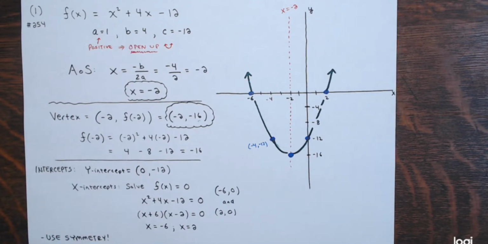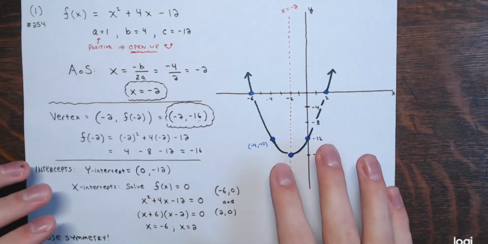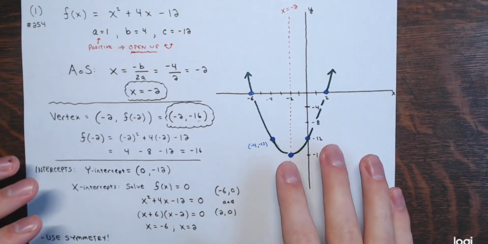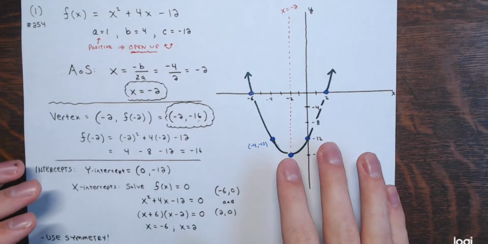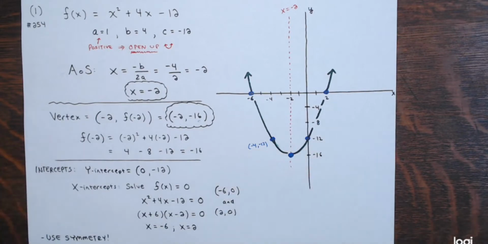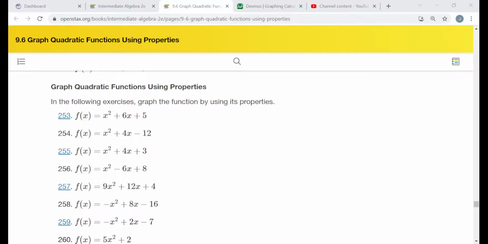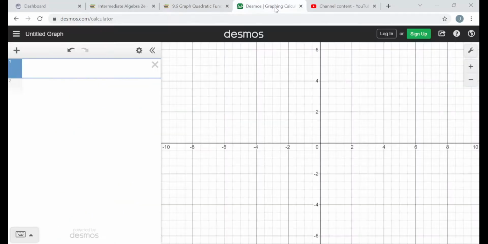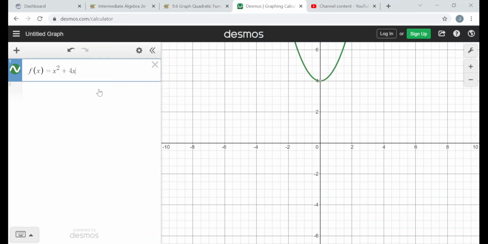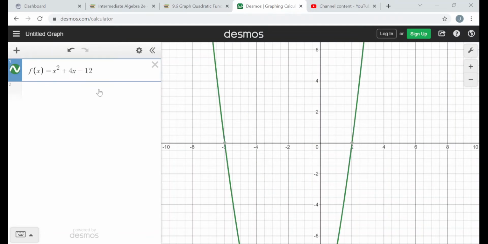Now let's take a look at another picture, a better picture, on a graphing calculator. This is a free online graphing calculator. You've seen me use it in other videos. It's at a website called desmos.com. I'm just going to enter the function we were given. It was f of x equals x squared plus 4x minus 12.